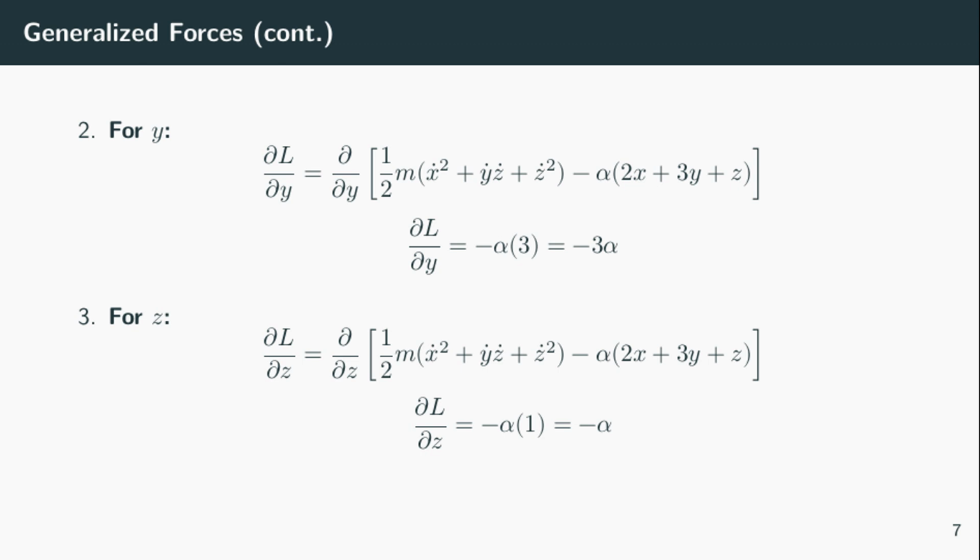So the partial of L with respect to y is minus 3 alpha. Again not 0, so p_y is not conserved alone. For z, we calculate the partial of L with respect to z. The term with z is the minus alpha times z term. The partial derivative with respect to z is minus alpha times 1, which is just minus alpha. The partial of L with respect to z is minus alpha. This is also not 0, so p_z is not conserved alone.